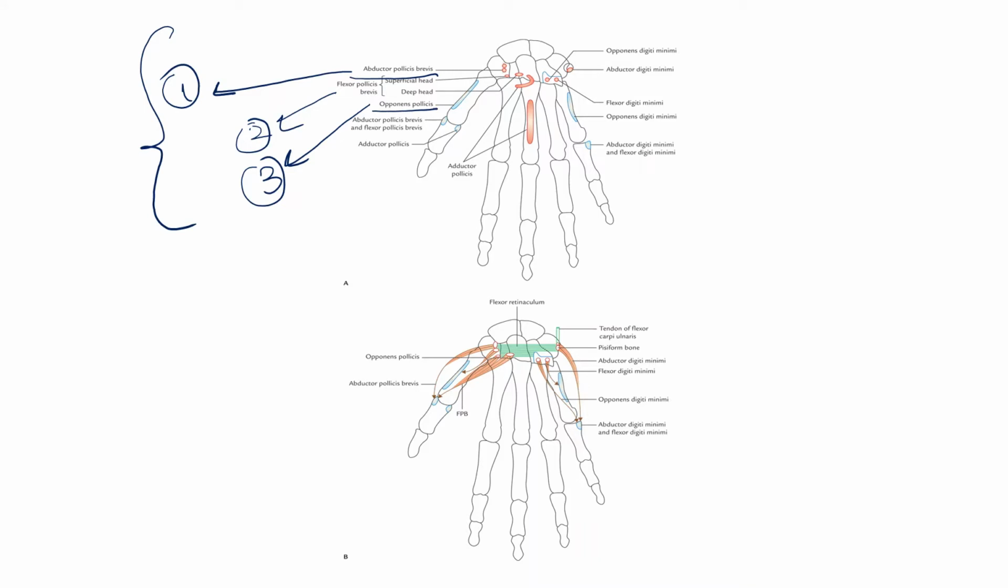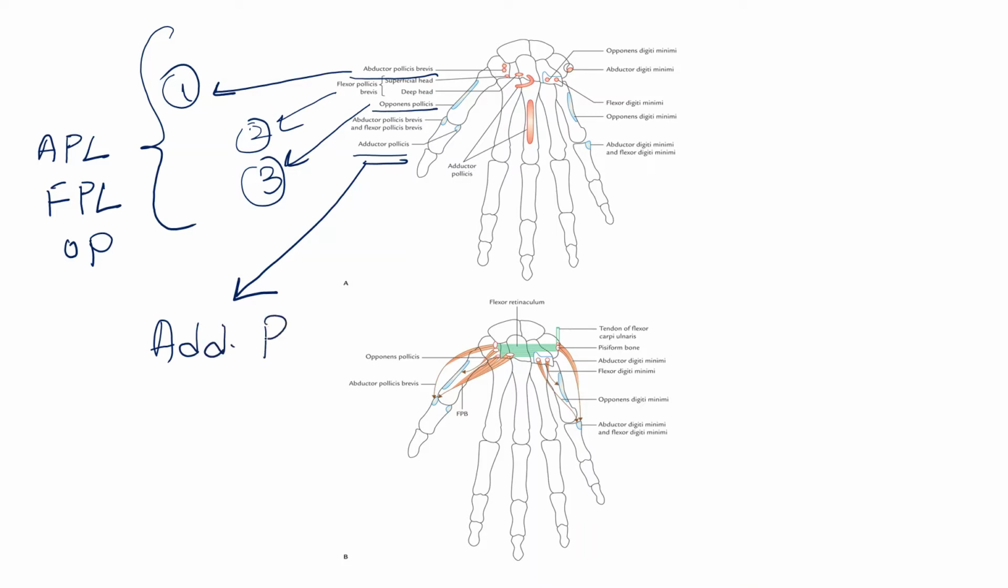The first is the abductor pollicis brevis, the second is the flexor pollicis brevis and the third is the opponens pollicis. There is one adductor of the thumb which is very important, as this is the only adductor of the thumb present, that is the adductor pollicis muscle. So the adductor pollicis is the adductor of the thumb.